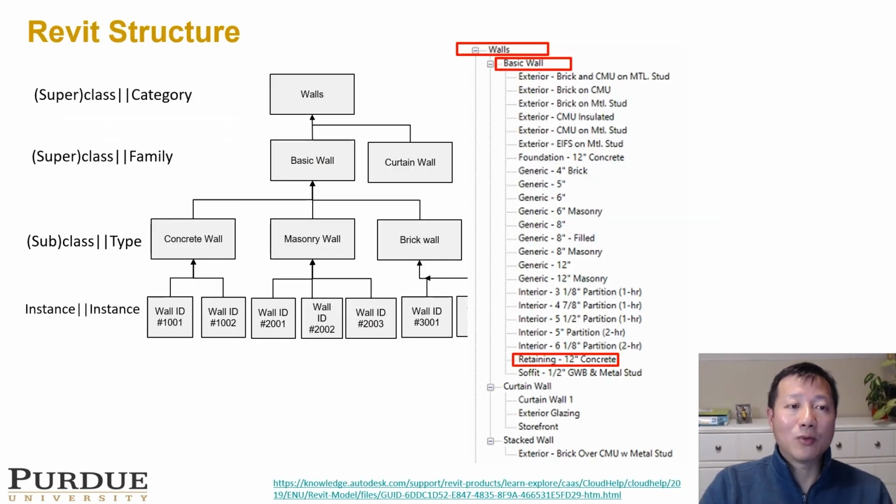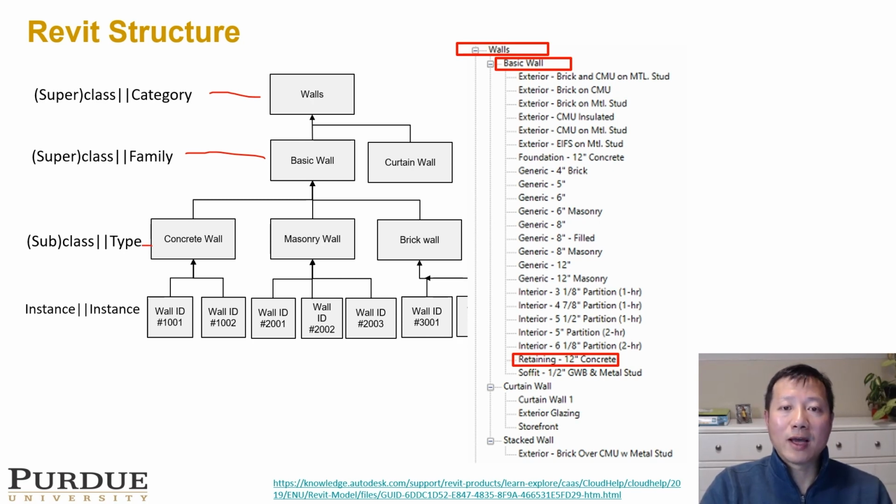So this is exactly what we are looking at, right? At the bottom, it's our instances or objects. And on top, this is our base class, right? And on top, we have superclasses. So in the wall case, this level is category, this level is family, this level is type.